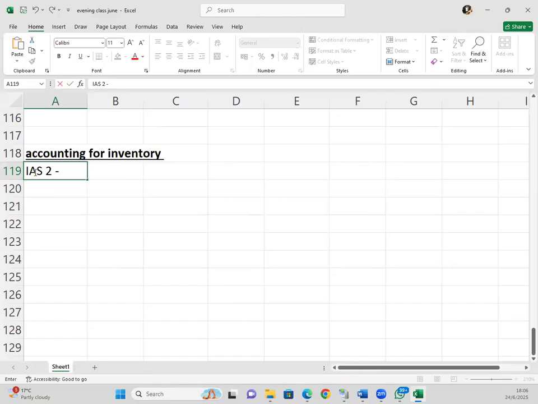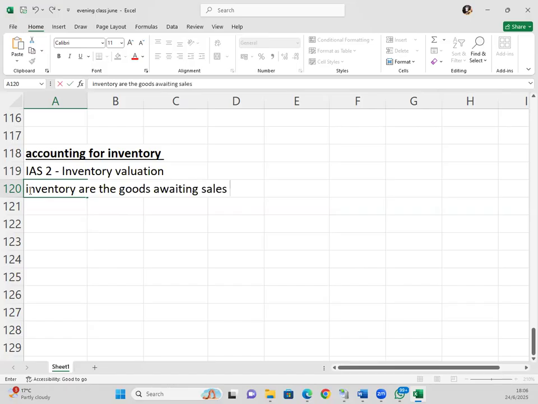IAS 2 is a standard on inventory valuation. Maybe there are those hearing this for the first time who don't even know what inventory is. Inventory refers to the goods awaiting sales or production.